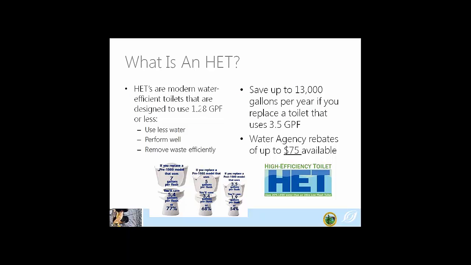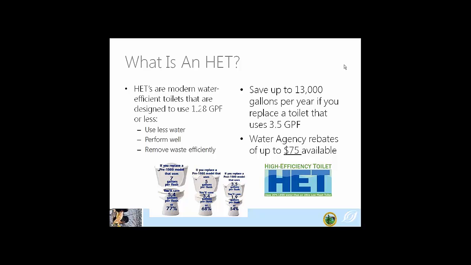So what is a high-efficiency toilet? A standard high-efficiency toilet is designed to use 1.28 gallons per flush or less. It performs just as well as a high-flowing toilet. It removes waste efficiently, but you're saving water by choosing a low flow.